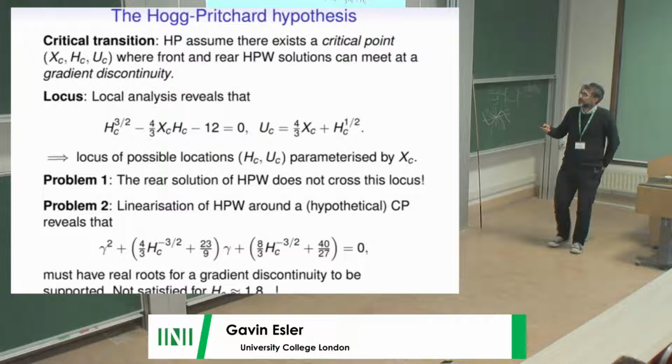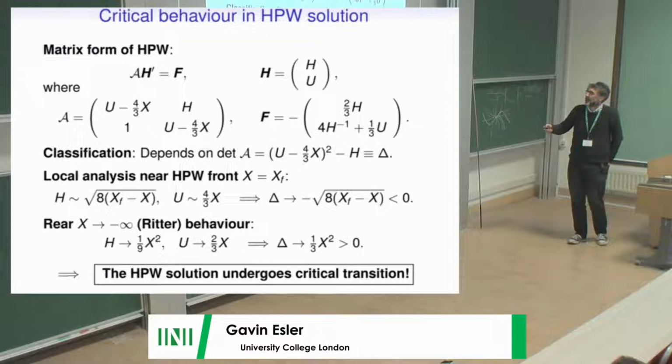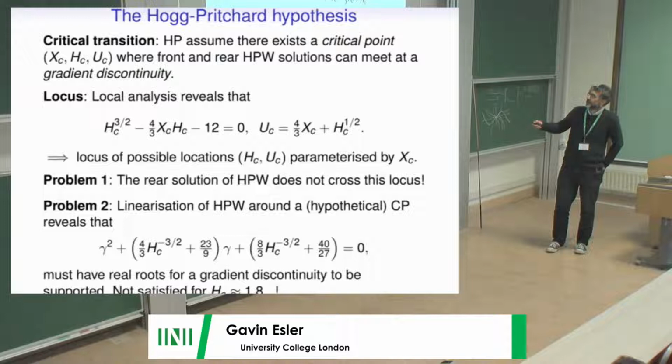First of all, we noticed that if such a critical point exists, what happens at that critical point, going back to the previous slide, is that the two equations for h and u become linearly dependent at that point, and that imposes a solvability condition on the right-hand side of the equation, which looks like this. And that means that there's a kind of finite locus of possible critical point locations, hc, uc, which is parameterized by the coordinate x.